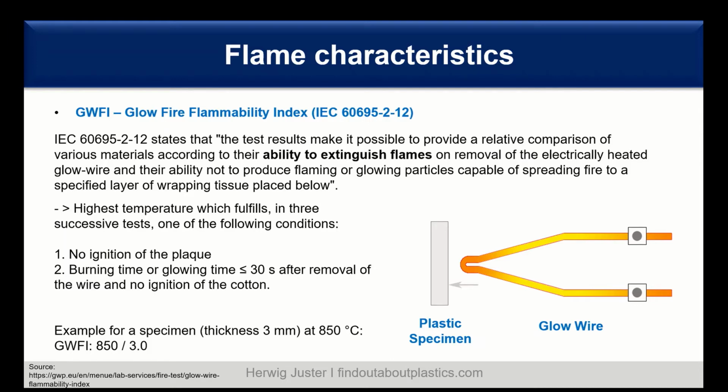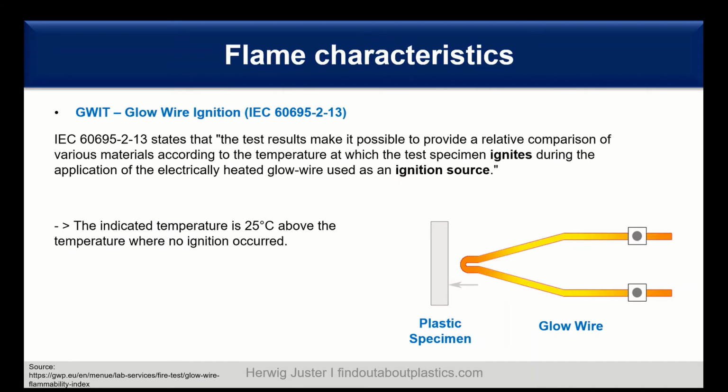For example, when we have a specimen with a thickness of 3 millimeters and it shows ignition at 850 degrees C, then the GWFI is 850/3.0. And apart from the flammability index, there is also the glow wire ignition temperature. It is basically the same test: you have the glow wire and the plastic specimen. However, this temperature is always 25 degrees C above the temperature where no ignition occurred.